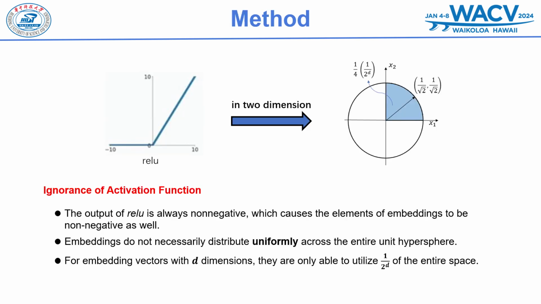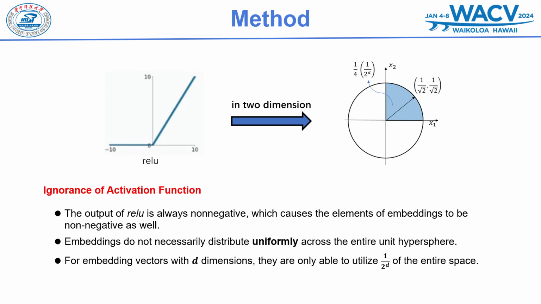In our work, we discover the limitation of the activation function, ReLU. It should be noted that embeddings do not necessarily distribute uniformly across the entire unit hypersphere. The popular activation function ReLU is advantageous and widely used in many models. However, its output is always non-negative, which causes the elements of embeddings to be non-negative as well. This limitation means that the embeddings can only occupy a very small portion of the entire hypersphere space.